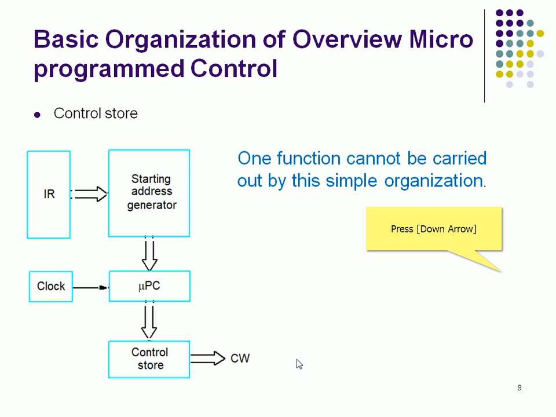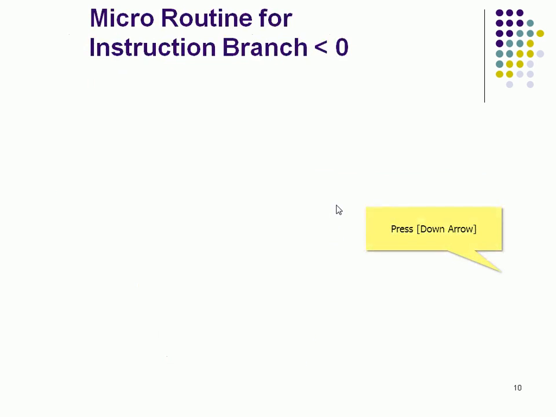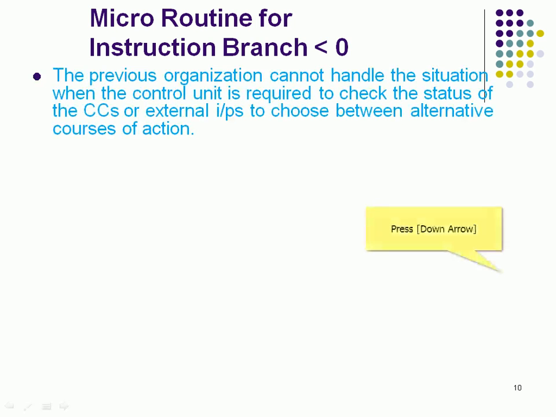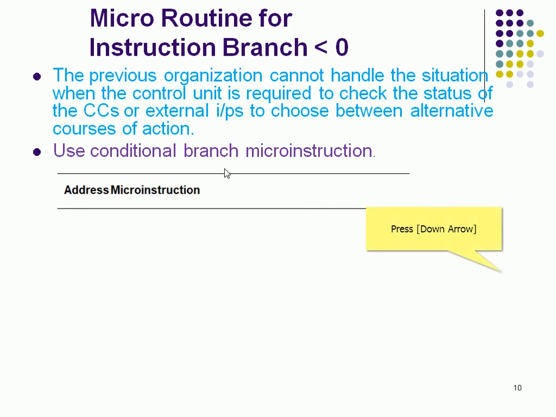One function cannot be carried out by the simple organization. It may require more complex operations. Let me take the branch on less than 0 instruction. The previous organization cannot handle the situation when the control unit is required to check the status of the condition codes or external inputs to choose between alternative courses of action. So we use a conditional branch micro instruction, for which we can see the address of the micro instruction.